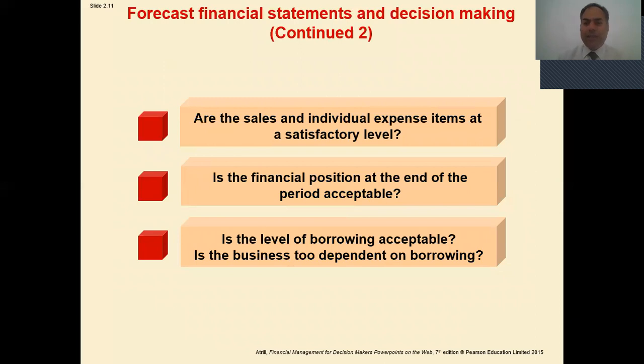Are the sales and individual expense items at a satisfactory level? Is the financial position at the end of the period acceptable? And is the level of borrowing acceptable? And is the business too dependent on borrowing? The higher the borrowing, by the way, the higher the risk that we have. Obviously, can we pay our debts? Can we pay our way?